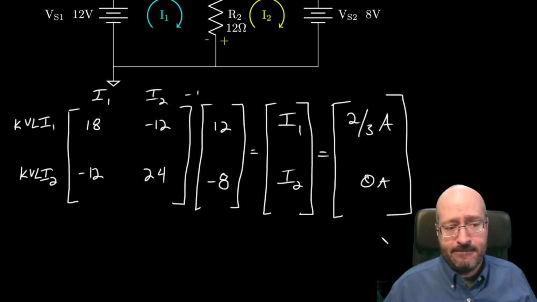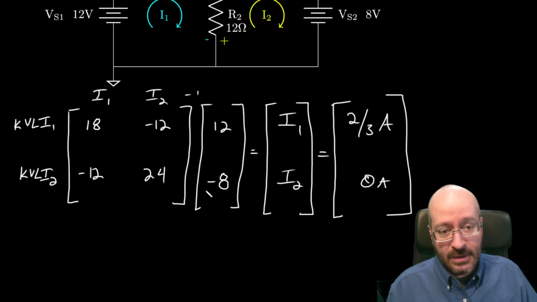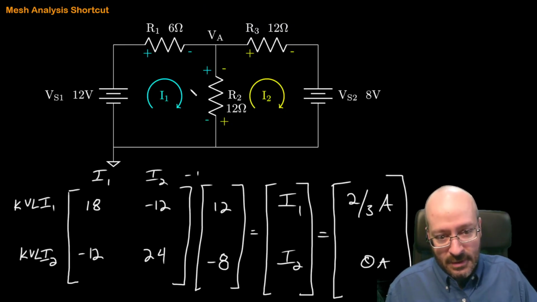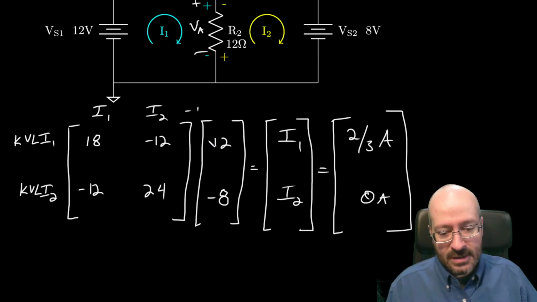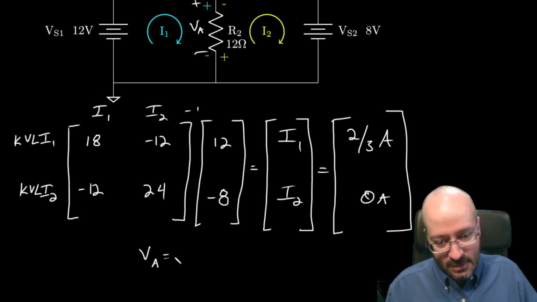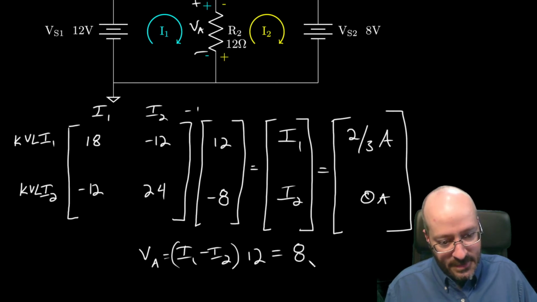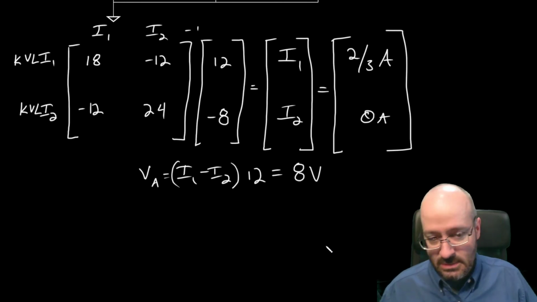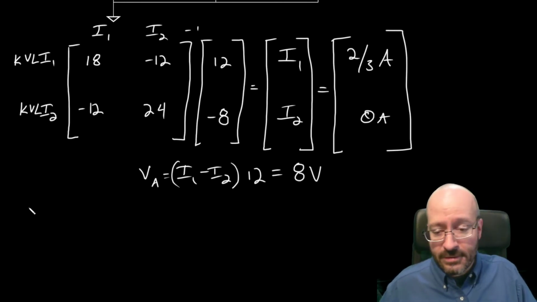It's pretty good. Now we have the mesh currents, and we can ask, what's VA? Because I think that's what we were really after. We do that in the usual way. VA equals I1 minus I2 times 12, and if we do that, we find that we have 8 volts there. That's pretty quick, even with some talking.